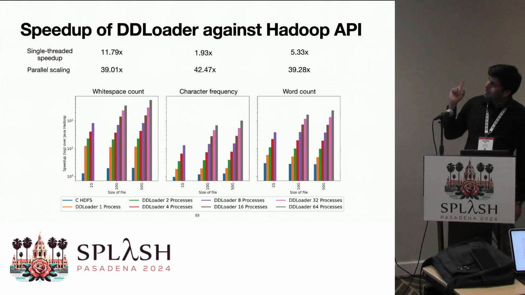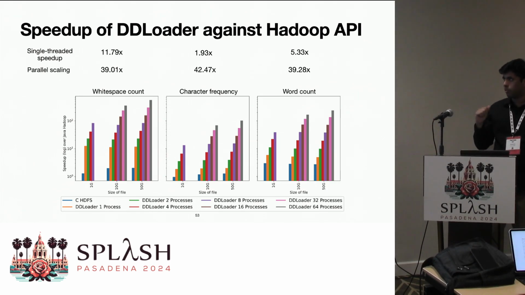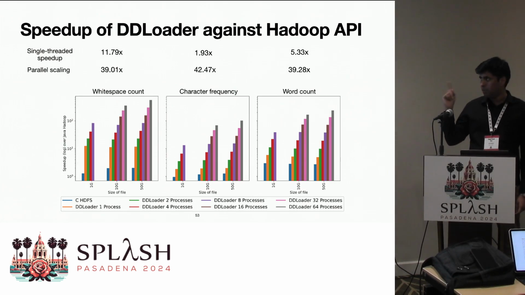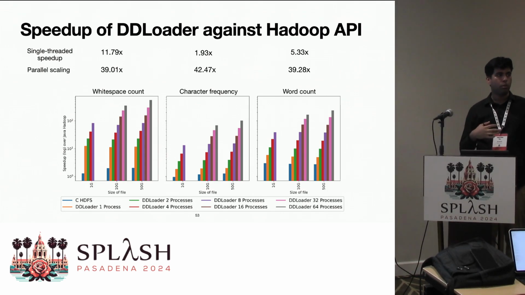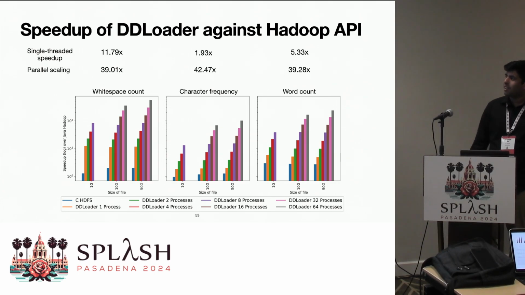If you notice, the single threaded speed up over the whitespace count program is much higher, and this is because the generated C program by DDLoader is trivially vectorizable by GCC. So we can conclude that generating a program that is aware of the distributed file topology can yield significant performance benefits.